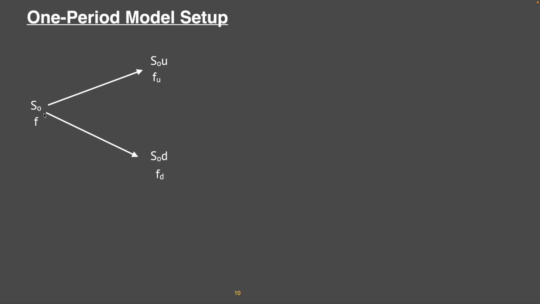Similarly, the price of the underlying and option may go down. By how much amount? It will go down by D. So S0 into D. D we have always discussed is less than 1. The option value will go down to FD. So we have two paths: either the price can go up or the price can go down.